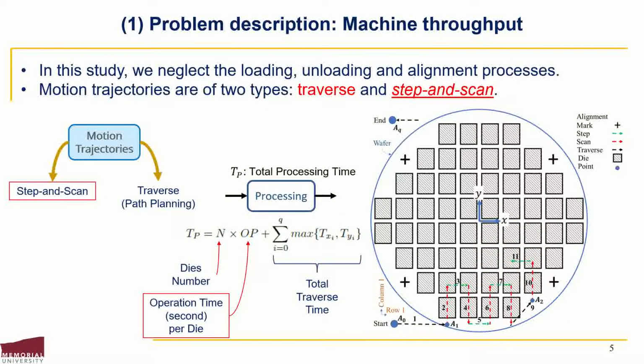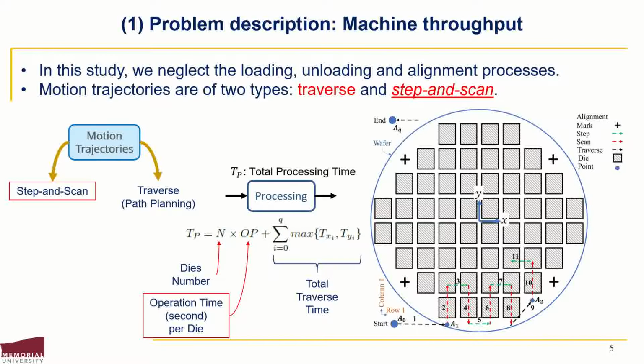In this study, we focus on the processing phase of wafer substrates and link it directly with the motion profile generation. The total processing time to process one wafer substrate is given by uppercase T sub p, where N stands for the number of dies being exposed, and OP denotes the operation time needed to expose each die and is given in seconds. It's worth mentioning that OP can also be used to denote the processing rate given in seconds per die. To the right, a wafer substrate is shown with several intermediate traverse points that are usually obtained using path planning. These points are used to facilitate moving between rows of dies.